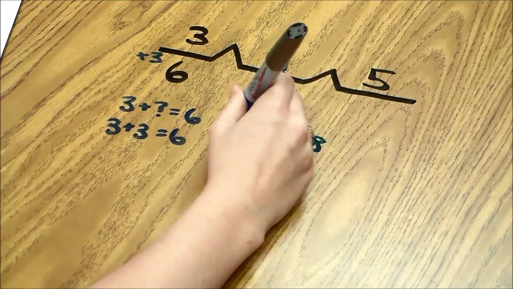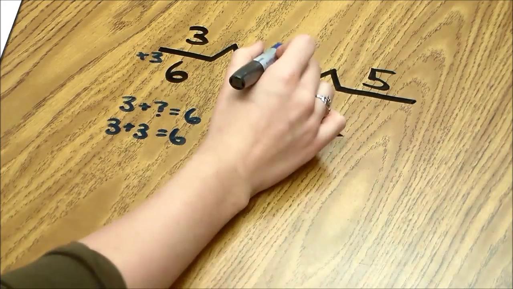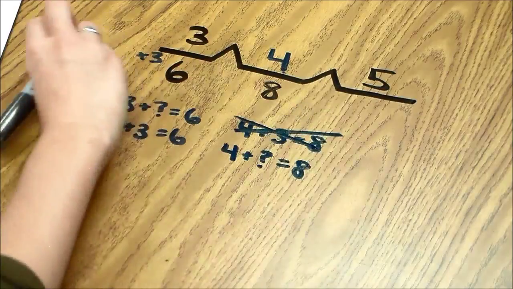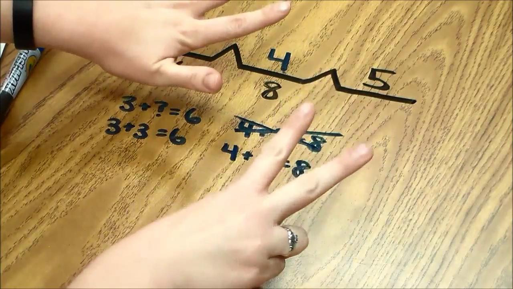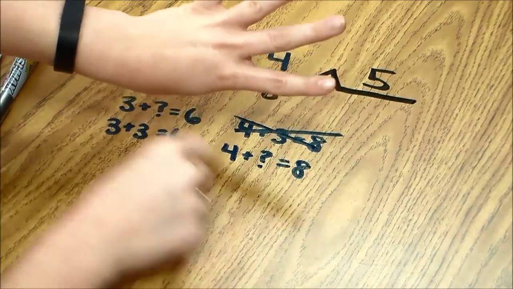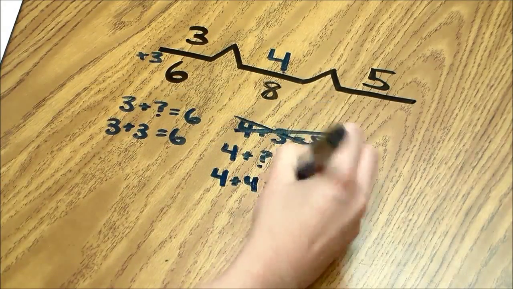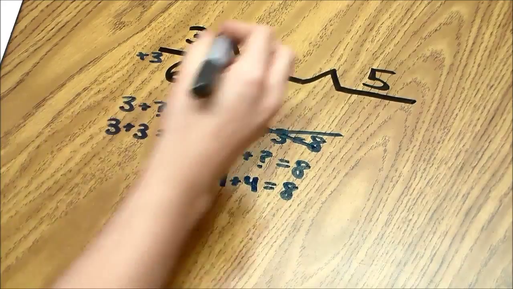I'm going to count backwards from 8 by 4, and I figure out that 4 plus 4 equals 8. So the relationship between 4 and 8 is 4 plus 4 equals 8.